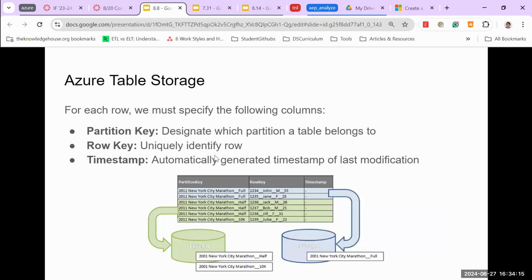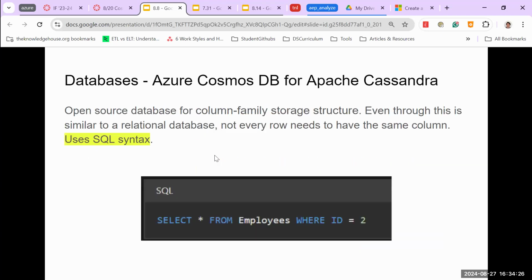And this is just a rehash of what Azure Table Storage looks like in Azure, or what tables look like in Azure. Feel free to look at the previous video if you want to get a deeper in-depth look. Next up, everyone, we have Cosmos DB for Apache Cassandra.